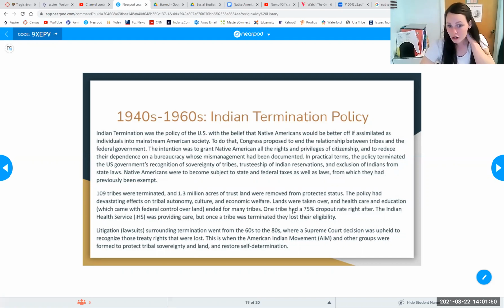For example, one tribe had a 75% dropout rate because they didn't have any more federal money for tribes to help keep education going. That's a huge dropout rate. And then IHS was providing care, but once a tribe was terminated, they lost their eligibility and couldn't use that anymore. So they had a bunch of lawsuits against it, and it went from the 60s to the 80s, where they finally said, all right, we'll give you protective status again. So that was restored. And it restored self-determination, basically a tribe saying, I want to be able to do what we want to do on our land. Don't tell us what to do.